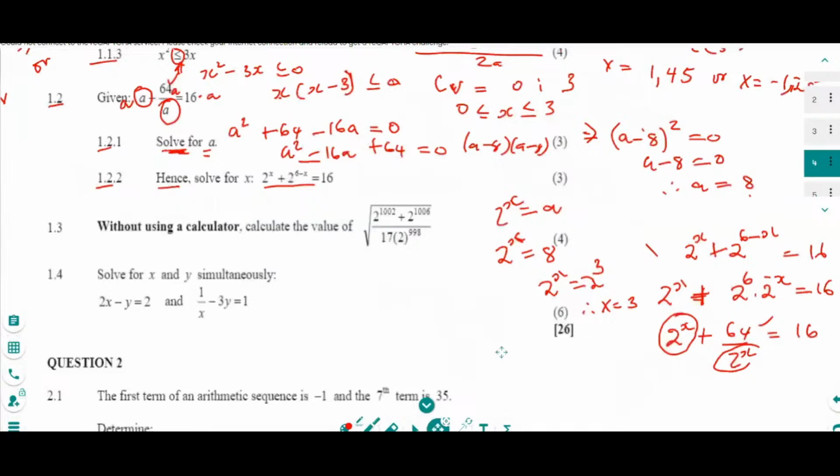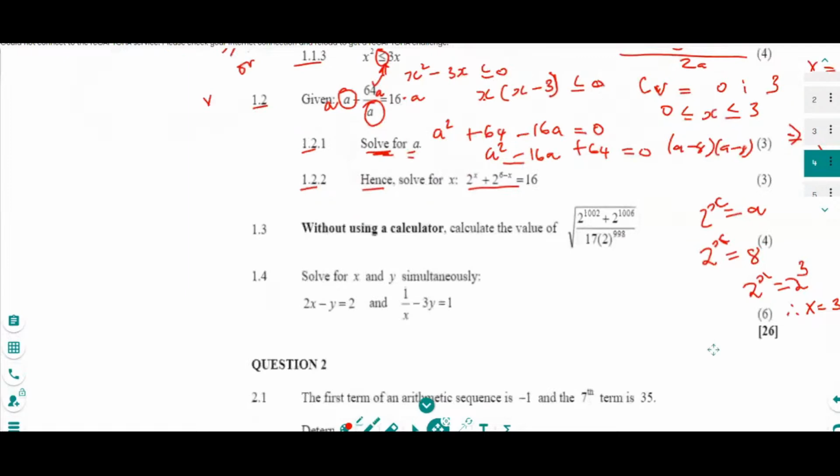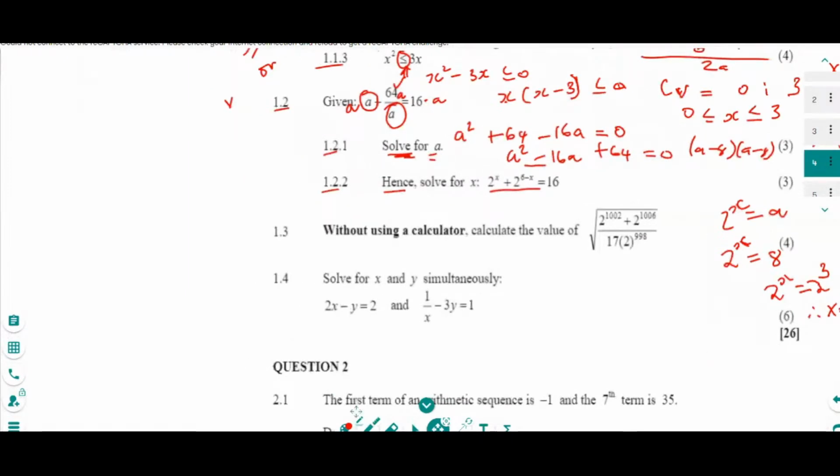Then question 1.3. They are telling us we have the square root of 2 to the exponent of 1002 plus 2 to the exponent of 1006, and we're dividing this by 17 times 2 to the exponent of 998. So what I'll do, I'll just look for the smallest exponent. There's 998, there's 1006, and then there's 1002.